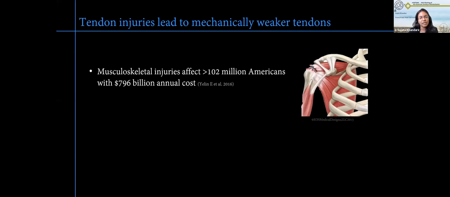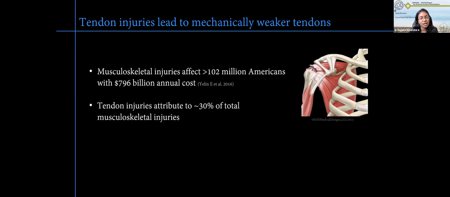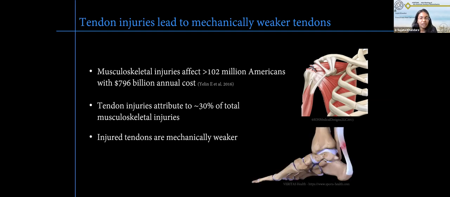Musculoskeletal injuries affect millions of Americans and account for enormous associated costs. Tendon injuries comprise approximately 30% of the total musculoskeletal injuries each year. Tendon injuries can range from inflammation of the tissue to micro tears or disorganized collagen fibers, making the tendon mechanically weaker and increasing the risk for rupture.